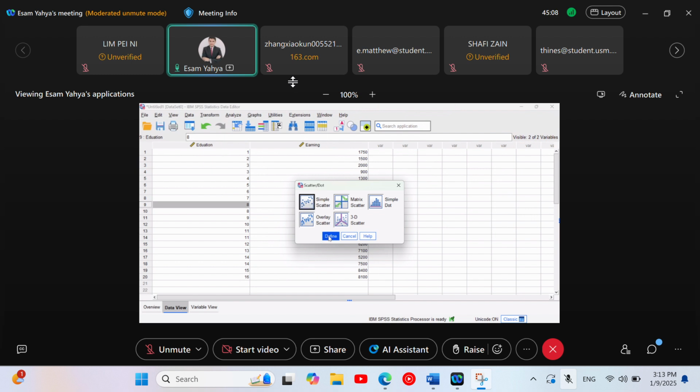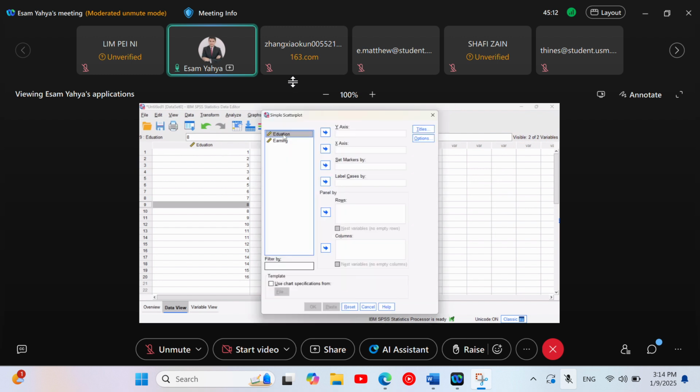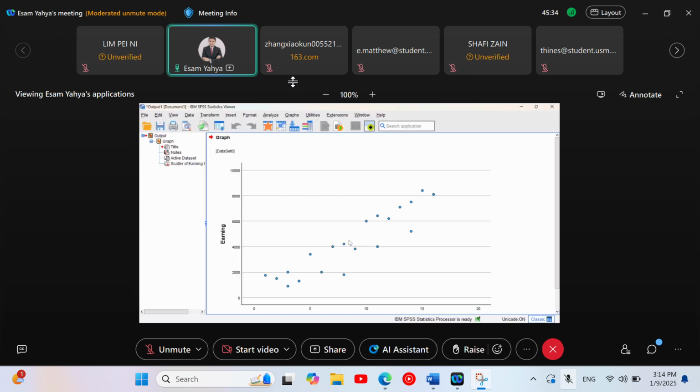Simple Scatter, and click on Define, and straight away it will take you to select the y-axis and the x-axis. So the y-axis, we want it to be the earning, because education is the independent variable and will be on the x-axis. So we want the education on the x and the earning on the y. Then you just click OK, and the scatter plot will be like this.